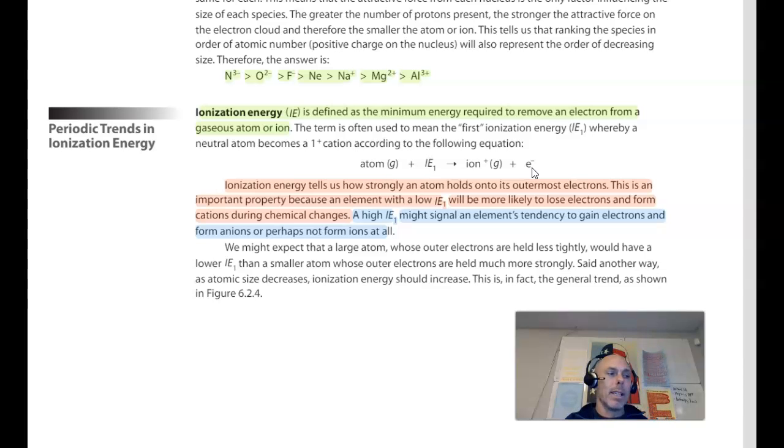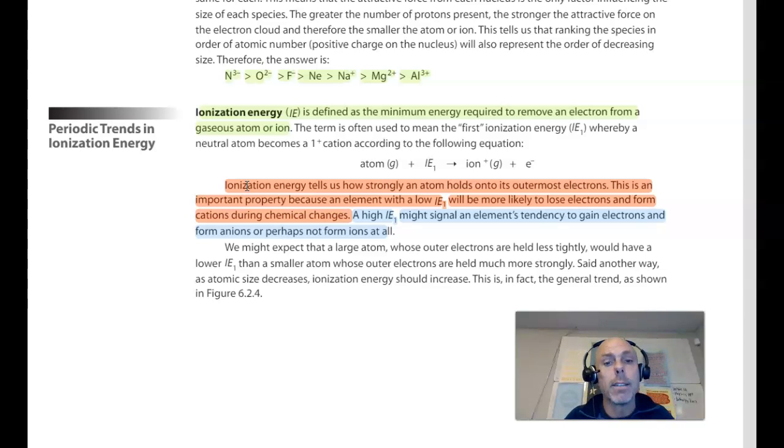Ionization energy explains a lot about how atoms behave, which is what is written here in red and blue. It tells us how strongly an atom holds onto its outermost electrons. And this is a really important property because an element with a low ionization energy that doesn't hold on to its valence electrons very strongly will be more likely to lose those and form cations. And we're talking about metals. Metals on the left side of the periodic table form cations because they have relatively low ionization energies.